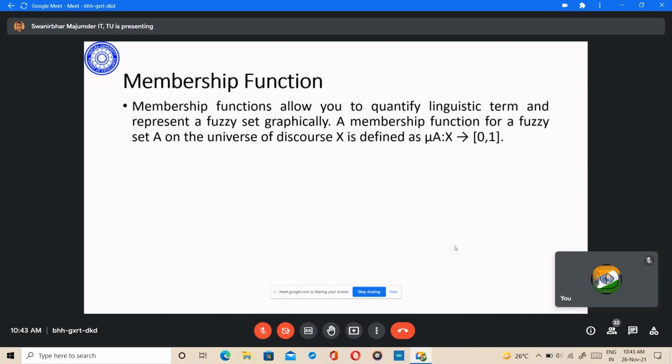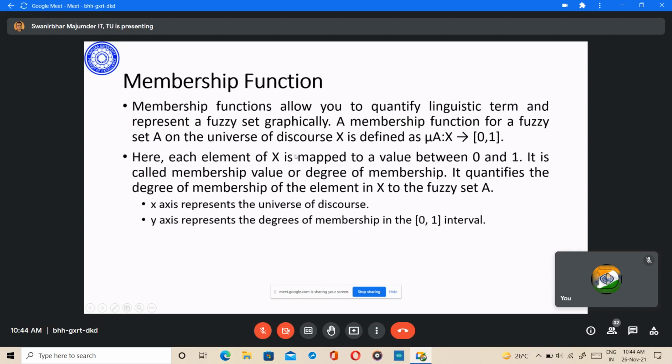So the fuzzy membership function, you see, it's 0 and 1. 0 is false, and 1 is true. And in between you can have different quantified linguistic terms which will represent, and based on which the membership function will change. So here each element X is mapped between 0 to 1. It is called the membership value or degree of membership, whatever you want to call.